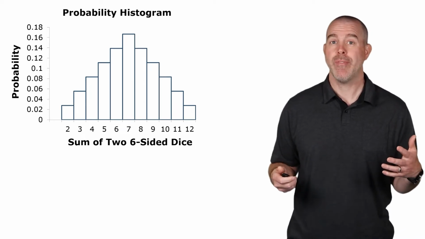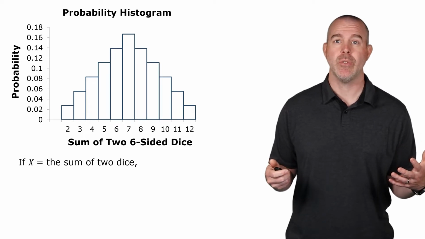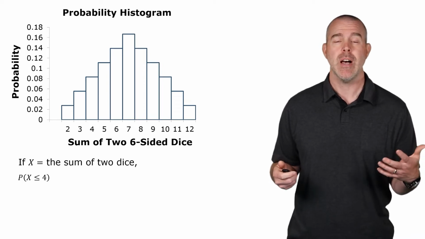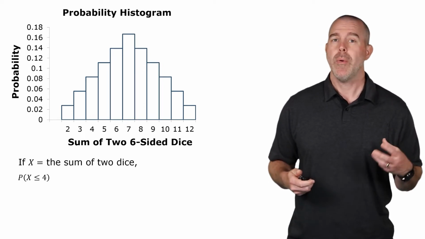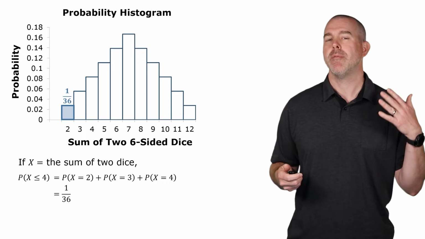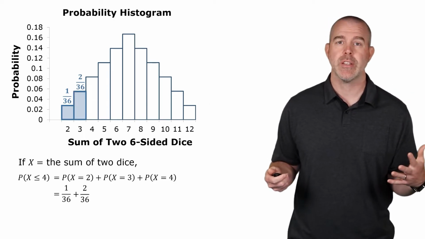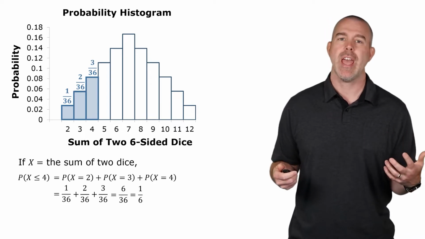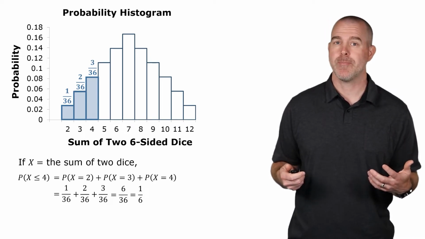So if we have a random variable, call it x, the sum of the 2 dice, we want to find the probability that x is less than or equal to 4. So you get a sum less than or equal to 4. Well, that would just be those 3 probabilities. The probability that it's 2, that's 1 out of 36. 3 is 2 out of 36, and 4 is 3 out of 36. You add those together, you get 1/6.